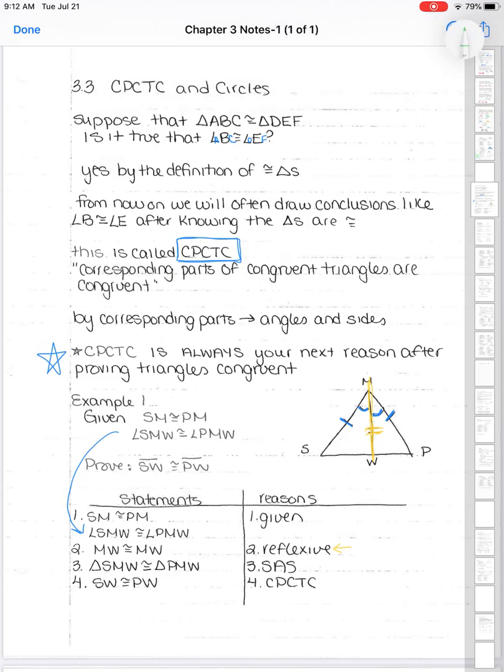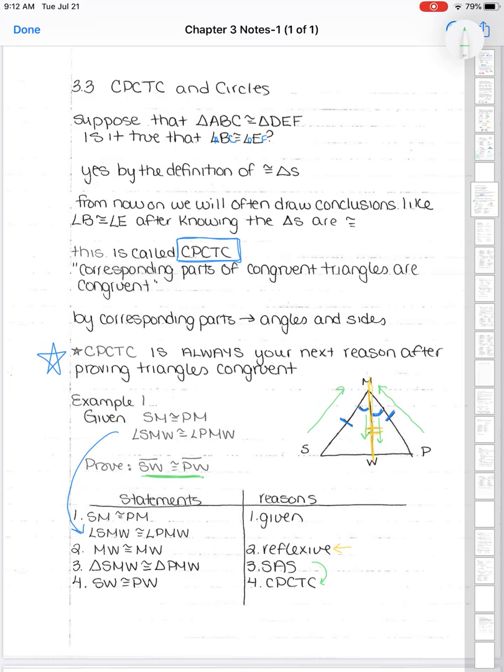Now, these two triangles share a side, which means that is our reflexive property. So MW is congruent to MW by reflexive. Then the two triangles, if we look, are now congruent. We have SAS. So again, order is important. If we go from S to M to W, we have to do the same thing on the other side. So we have to go from P to M to W. And that's by SAS.